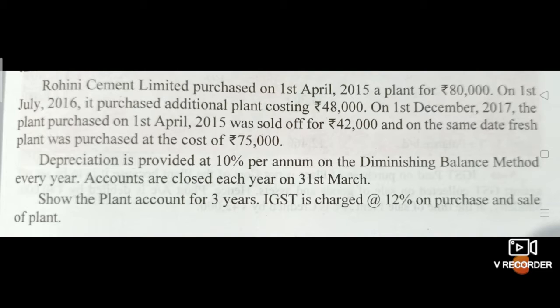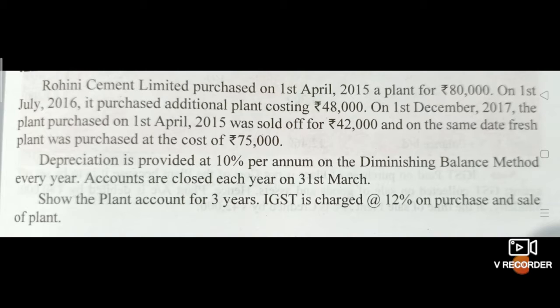So here plant account is debited by 80,000 and at the time of sale plant account will be credited by rupees 42,000. So we will not enter anything about GST in plant account. Keep it in mind because GST is not cost of the plant. It is to be set off. Understood? Now they told us to prepare plant account for 3 years.